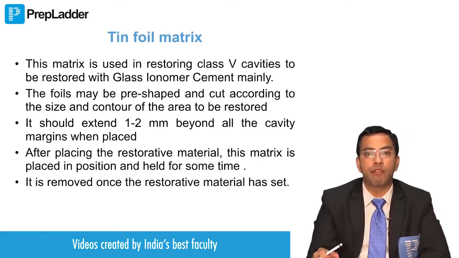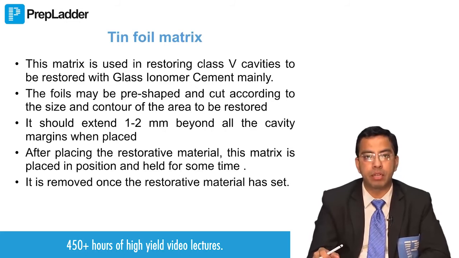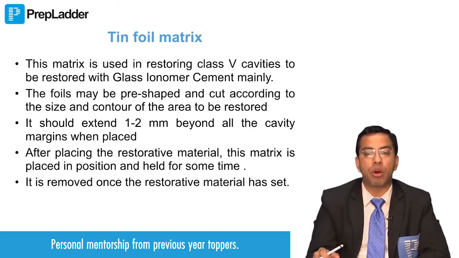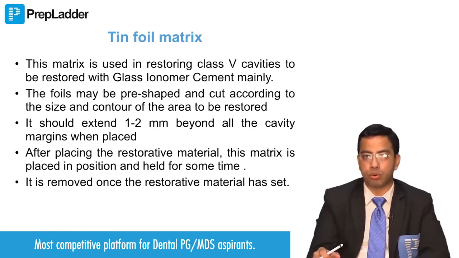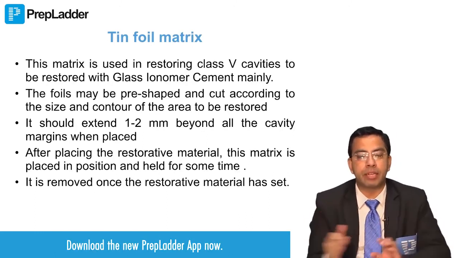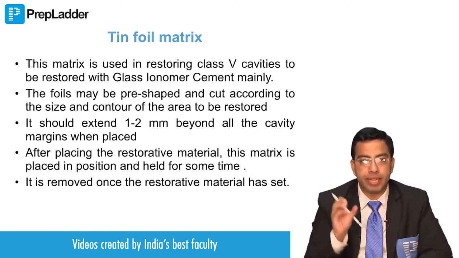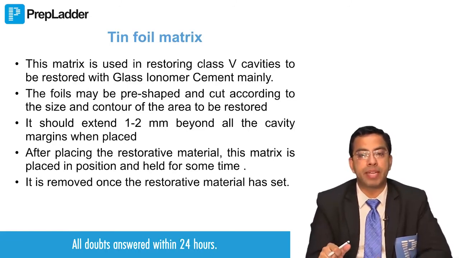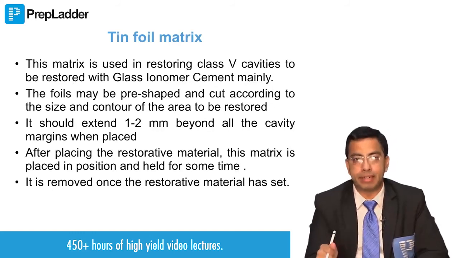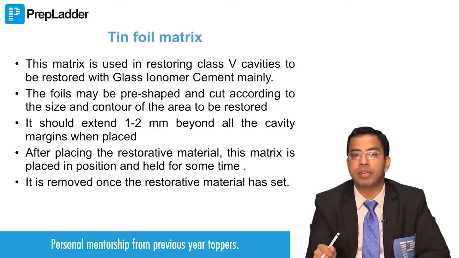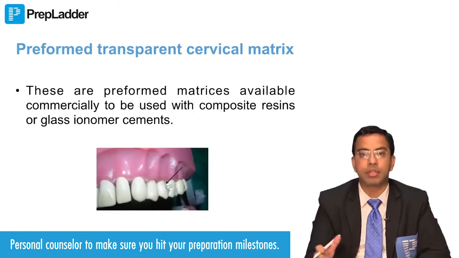Next we have the tin foil matrix. The matrix is used again for restoring class 5 cavities to be restored with glass ionomer cement. The foils may be pre-shaped or cut according to the size and the contour of the area to be restored. It should extend 1 to 2 mm beyond all the cavity margins when placed. And after placing the restorative material, the matrix is placed in position and held there for some time so that the material gets completely set. And once the restorative material is completely set, the band is removed.